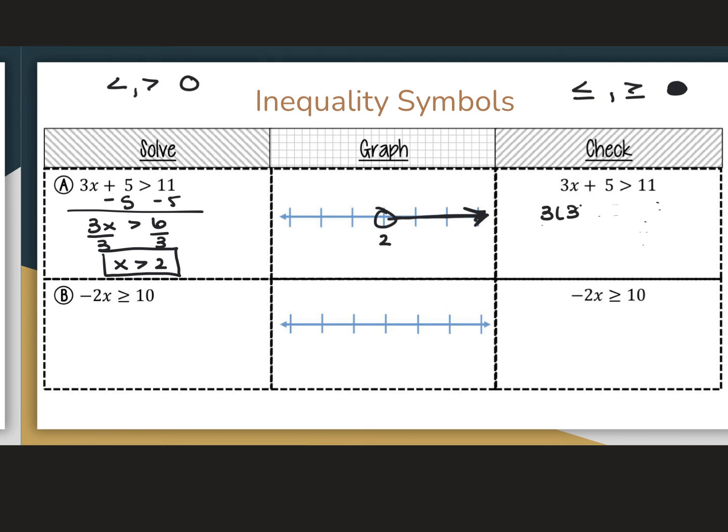So I have 3 times 3 plus 5 is greater than 11. I have 9 plus 5 is greater than 11. I have 14 is greater than 11, which is true.